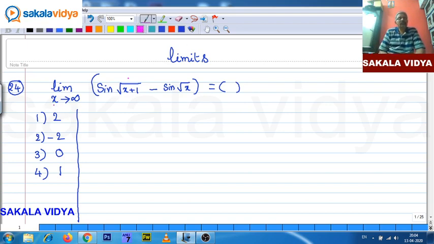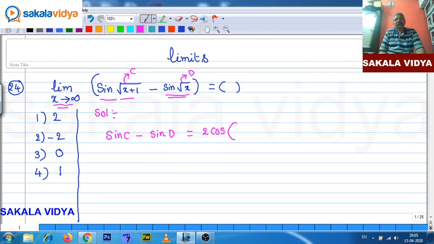Limit as x extends to infinity of sine of root over x plus 1 minus sine of root x. This can be done with the sin c minus sin d formula. Let us say this is c, this is d, apply the sin c minus sin d formula. What is the formula? Sin c minus sin d equals 2 cos of (c plus d) by 2 and sine of (c minus d) by 2. Am I correct?